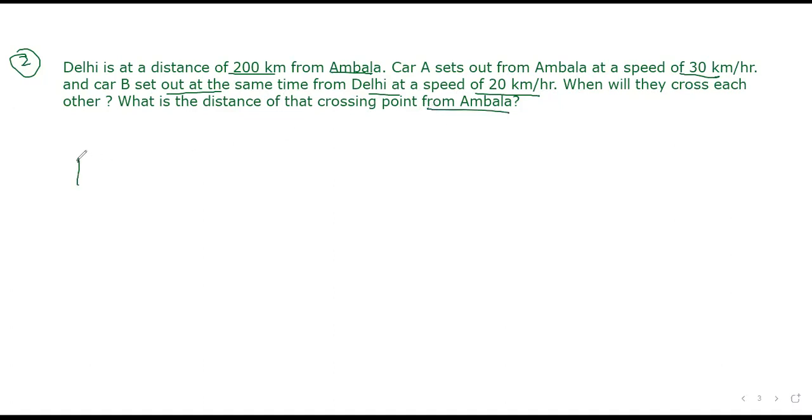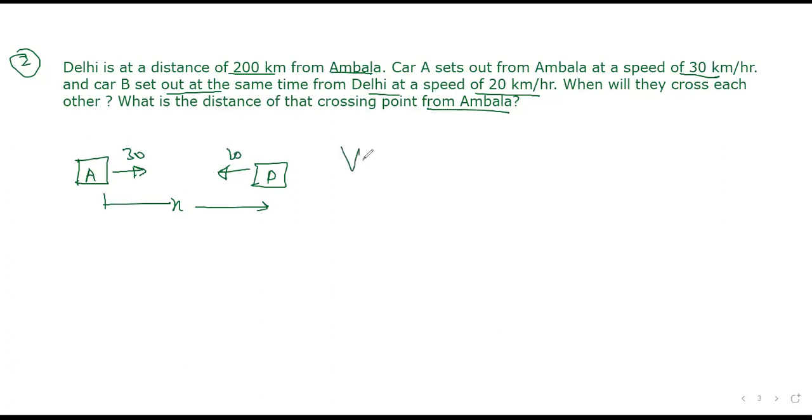So look here, two cities are given to you. This is Ambala city and this is your Delhi city, right now. Some distance they have. Let's call it X distance. So one car is moving from this direction, one car is moving in this direction, right? Two cars started moving towards each other, right? Car A is moving at a velocity of 30 and car B is moving at a velocity of 20.